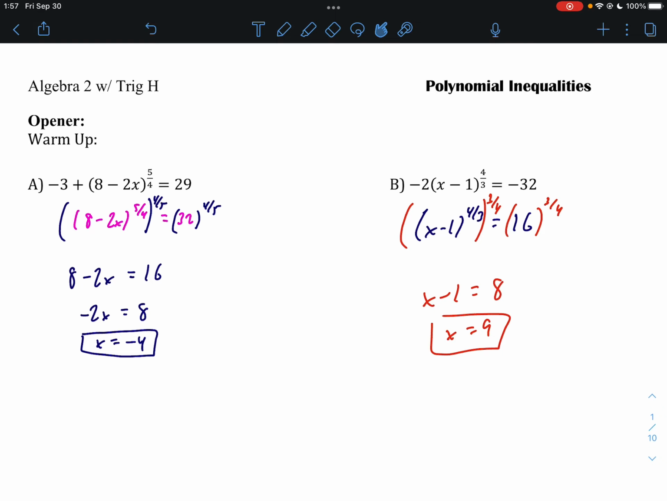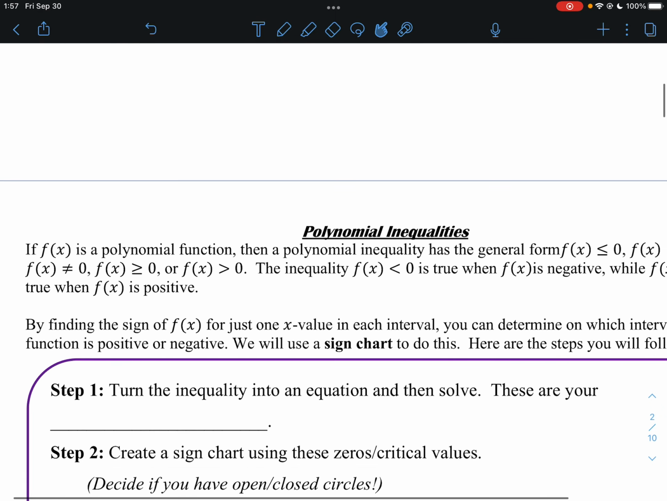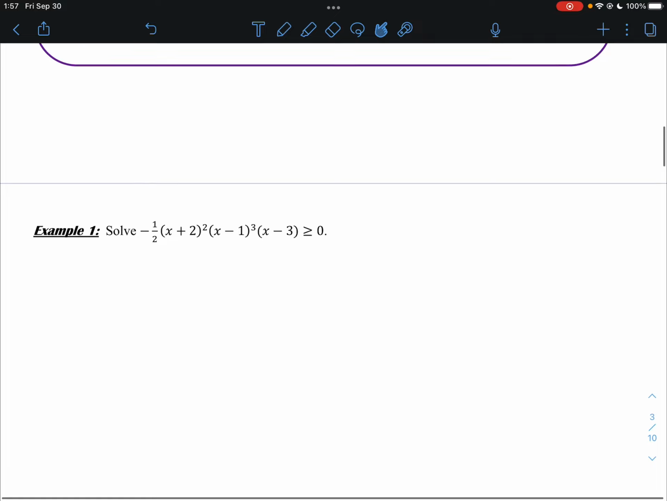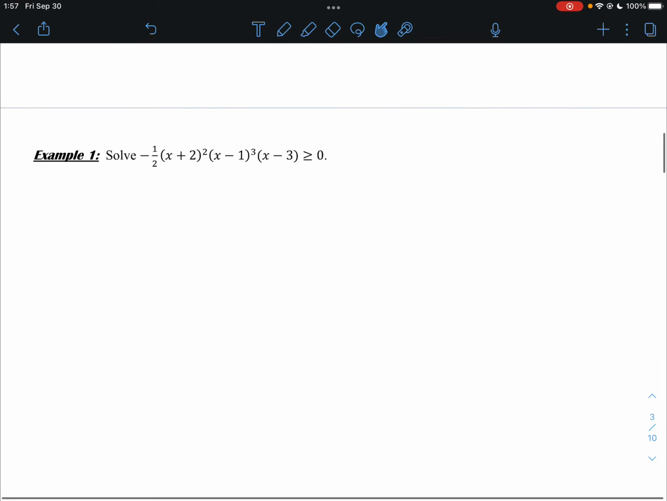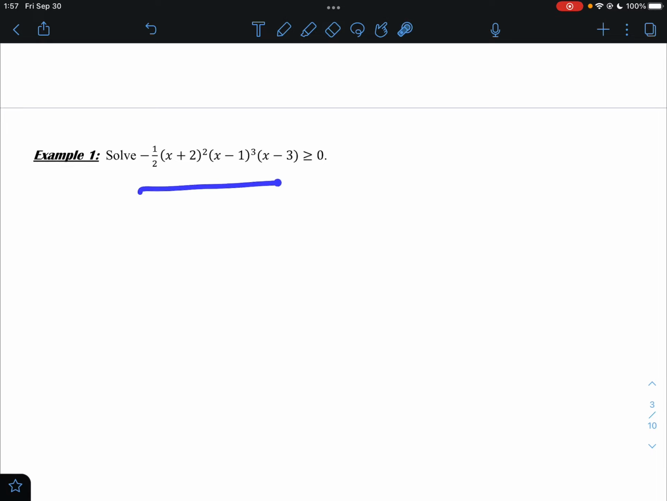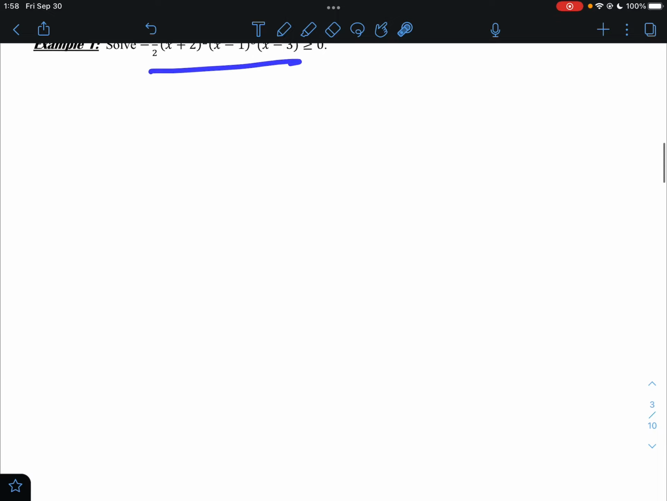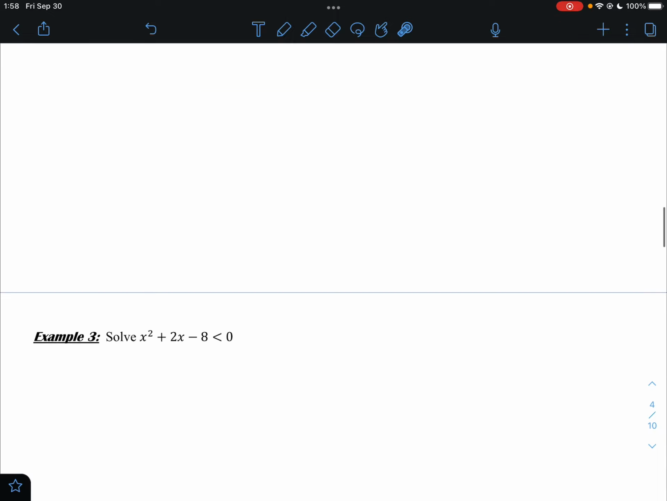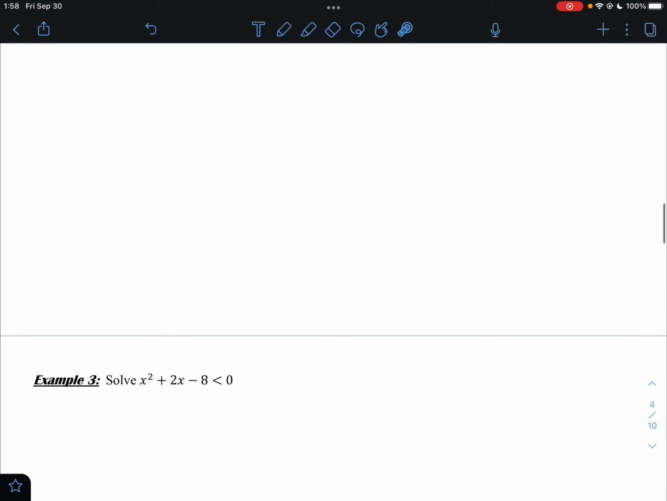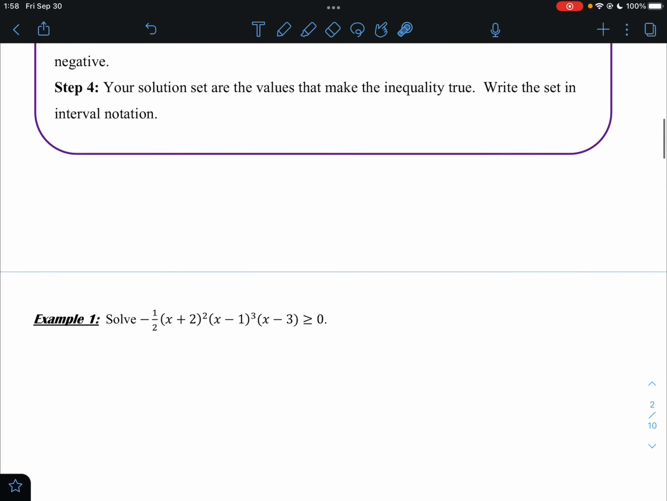All right, so today what we're going to look at, let's skip past this first slide for a second and go to the second slide. This is the type of problem we're going to look at today. It is a polynomial inequality. Now this one is in factored form. This one is not in factored form, but they're all the same. We are looking for when this inequality is true.